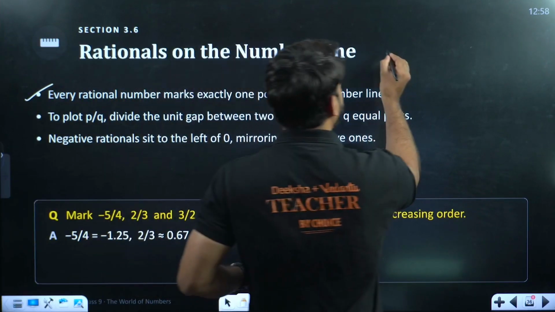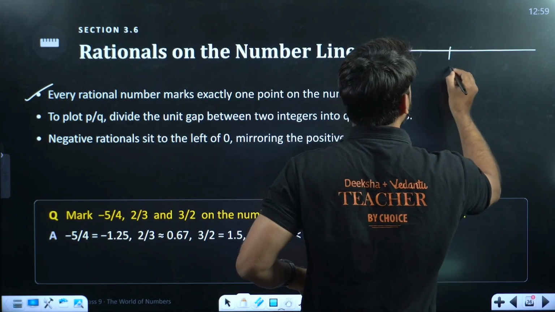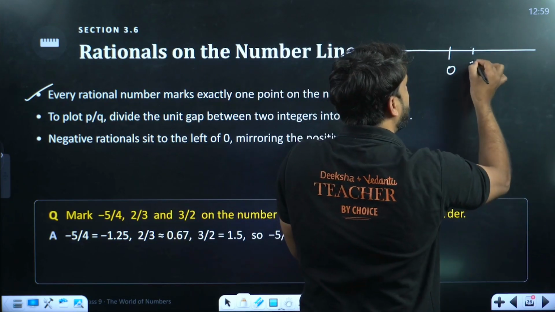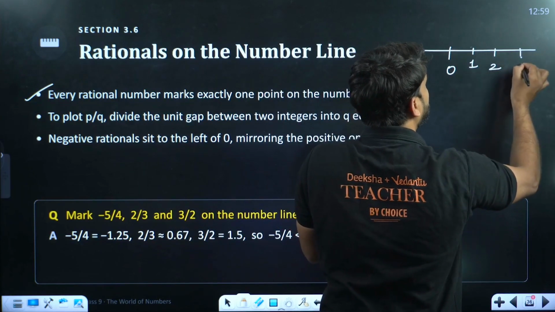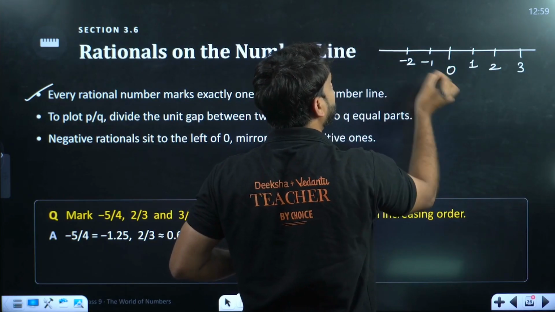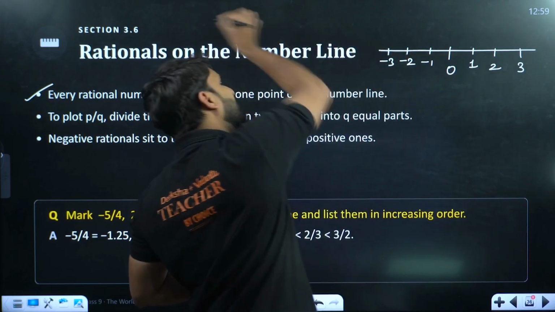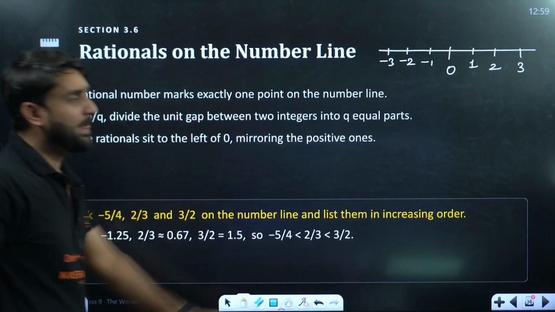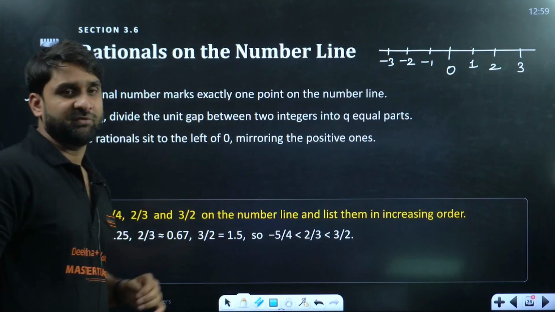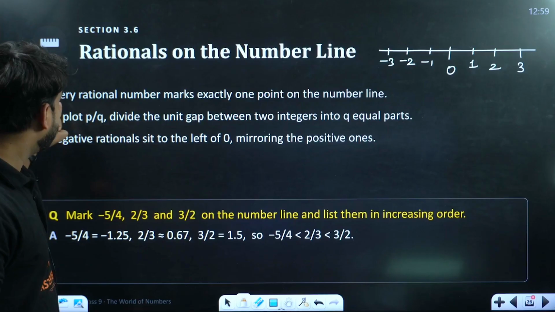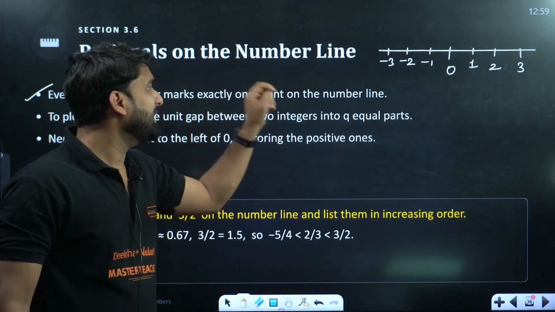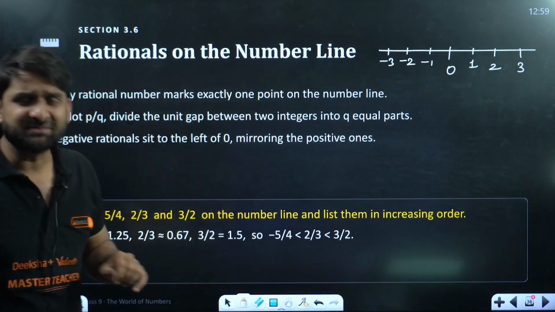The first line says that if we draw a number line, this is 0 here, and the right side of 0 is positive: 1, 2, 3, and the left side of 0, all numbers are negative: -1, -2, -3, and so on till negative infinity. On the right, 1, 2, 3, and so on till positive infinity. My dear champions, the first point says that every rational number marks exactly 1 point on the number line.